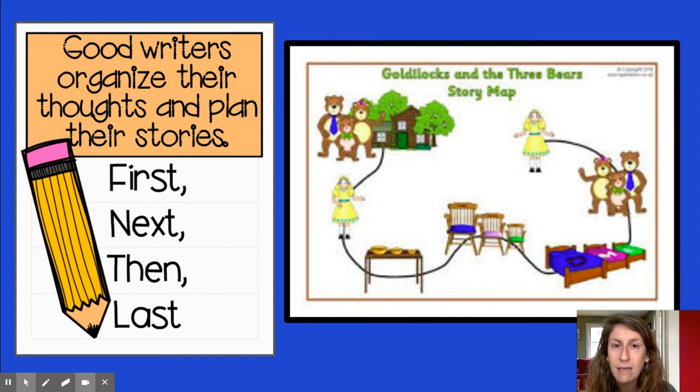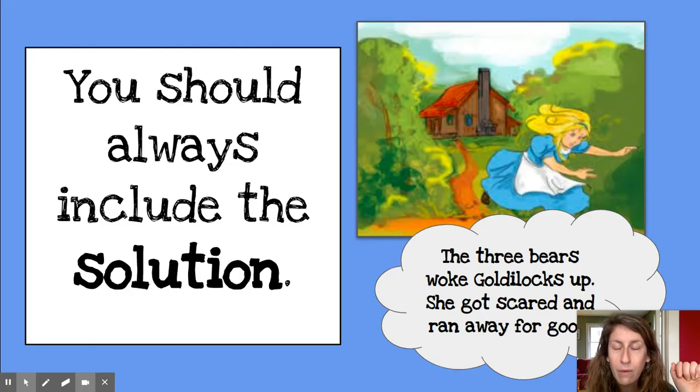Now, the last thing that we always tell when we retell a story is we include the solution. So as I just mentioned, the solution of Goldilocks and the Three Bears is that she got scared when the bears woke her up and she got out of there for good, never to be heard from again.